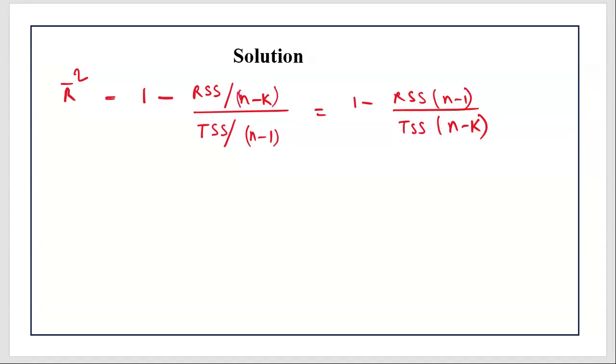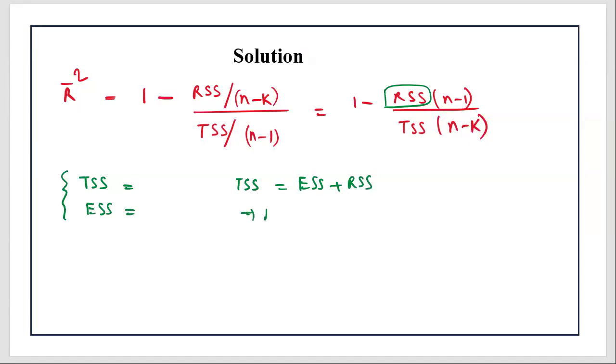Now, what will be the values? Let us see. We already know the value of TSS and we already know the value of ESS. Now, using these two pieces of information, can we find out the value of RSS? Definitely yes, because from the decomposition property of TSS, we know TSS is simply ESS plus RSS. So how do you find out RSS? RSS is simply TSS minus ESS.